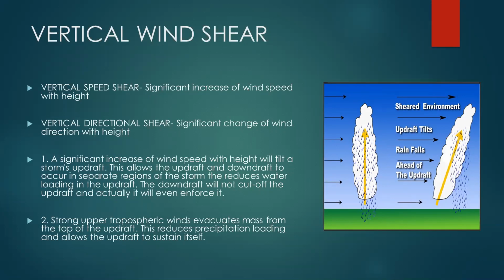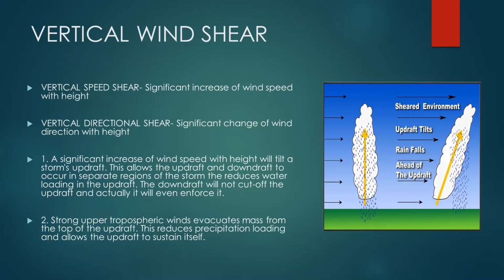But then if you have wind shear, say wind's increasing with height, then the thunderstorm tilts. And when it tilts, the precipitation and cold downdraft falls in a different part of the environment, and it doesn't kill the updraft, and that means that the thunderstorm is able to continue to develop.